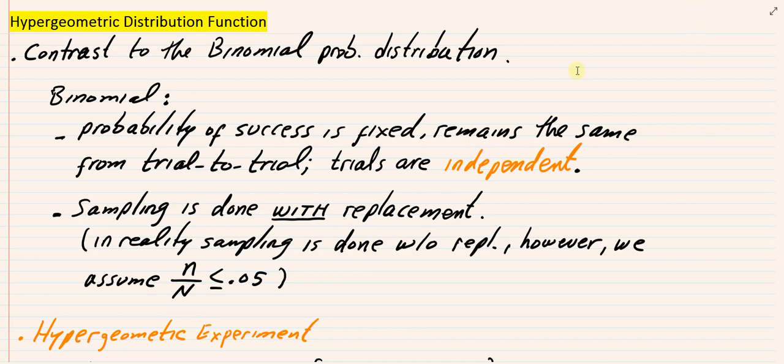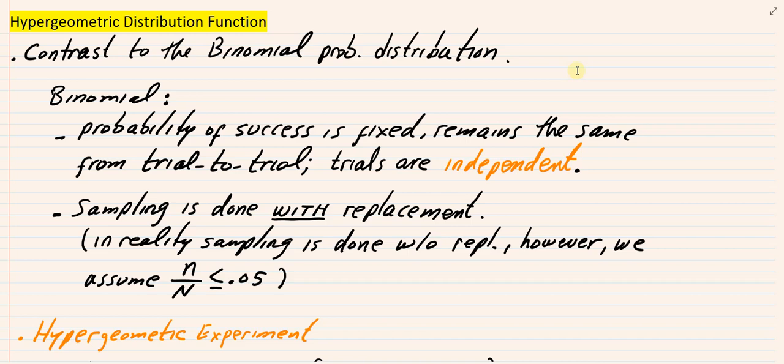First of all, if you recall, a binomial experiment was an experiment where we had n independent trials. Each trial was Bernoulli, and the probability of success was fixed and remained fixed from trial to trial. The key assumption for the binomial distribution was also the fact that the sampling is done with replacement, although in practice, most likely we do not do that, we just sample without replacement.